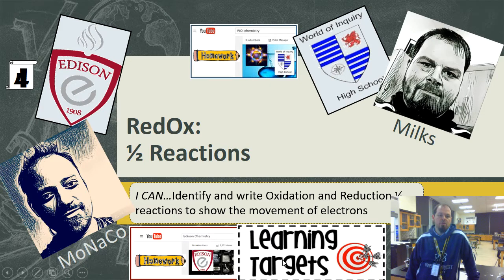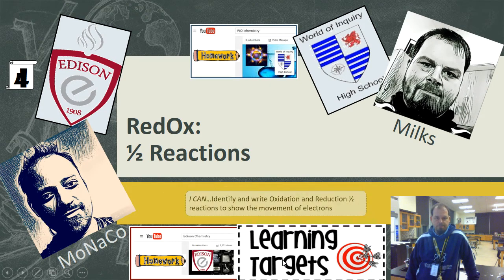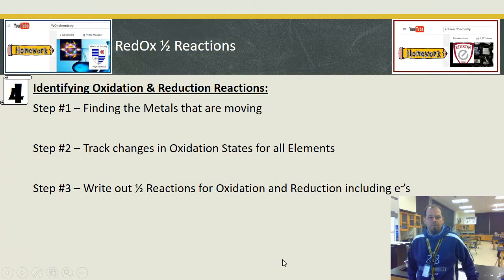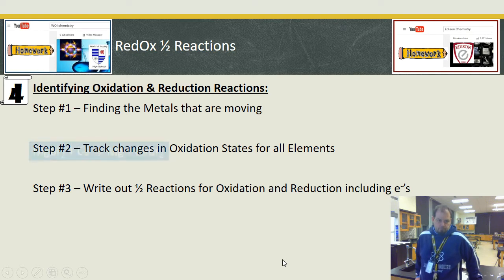Half reactions to show the movement of electrons. And last and not least, identifying oxidizing or reducing agents. So this particular video is rather importante. So step 1, finding the metals that are moving.